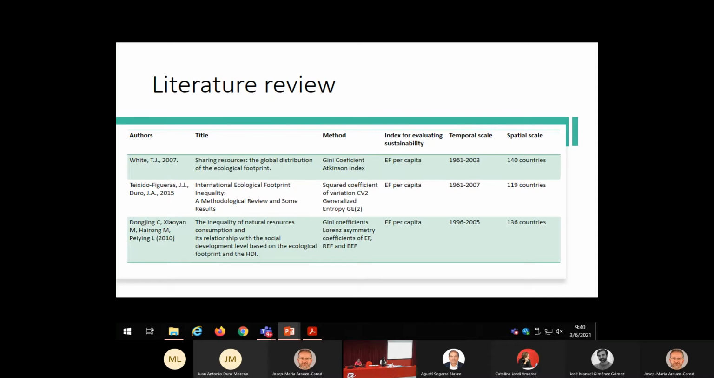Okay, so after that, well, I reviewed some of the literature available right now. I just placed 3 of the main papers that I noticed that are similar to what we want to do. The main thing here is that, as you can see in the index for evaluating sustainability, the 3 papers that I found use the ecological footprint per capita, which is interesting, but in my case, I want to focus on the balance, which I'll explain in the second slide.